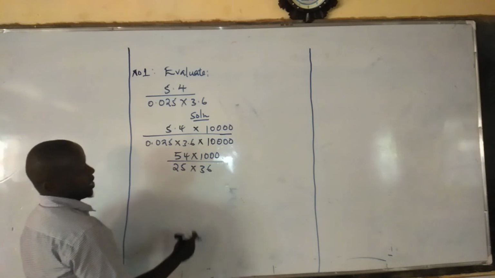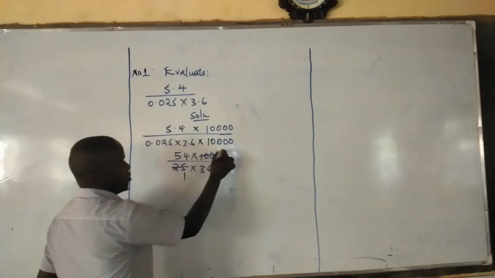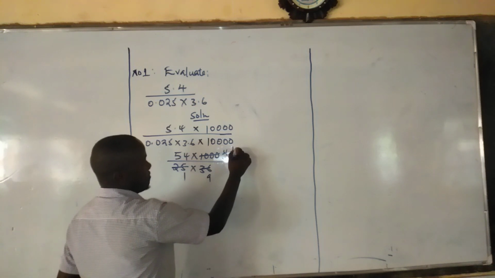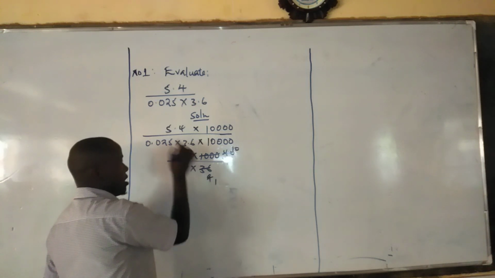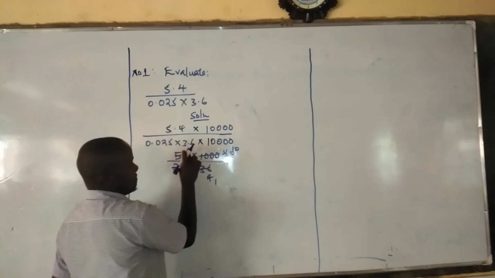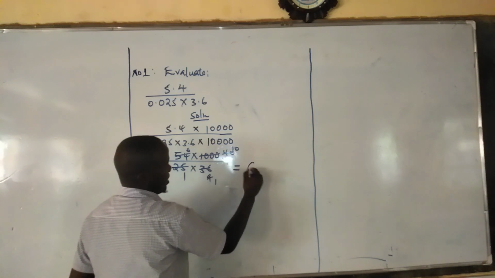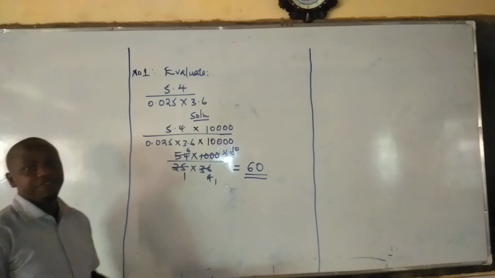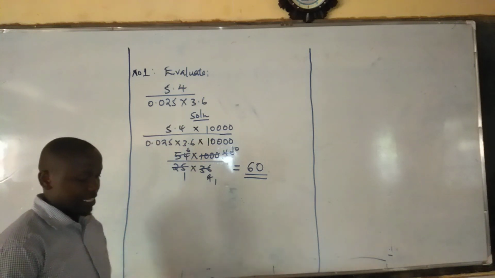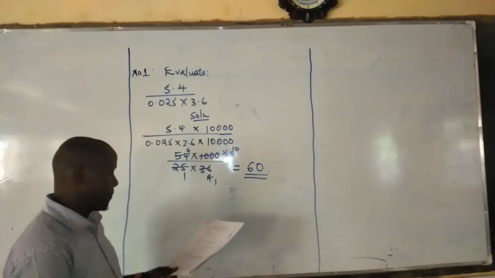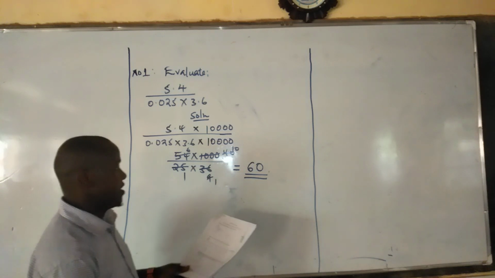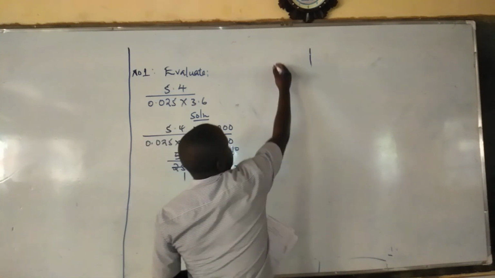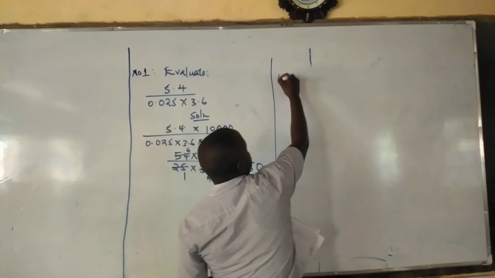Therefore, with that, we can now simplify by 25: 1, 25, 40; by 4: 9, by 4, 10; by 9: 1, and by 9, 6. Therefore, 6 by 10, we get 60 as the answer. Therefore, the answer for number 1 is 60, and you get your 3 marks.